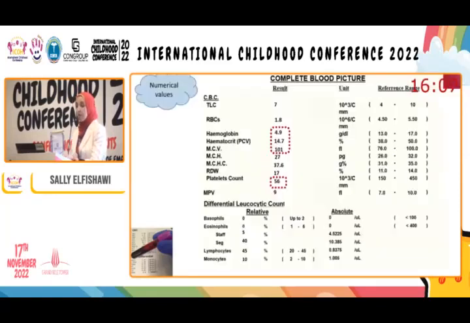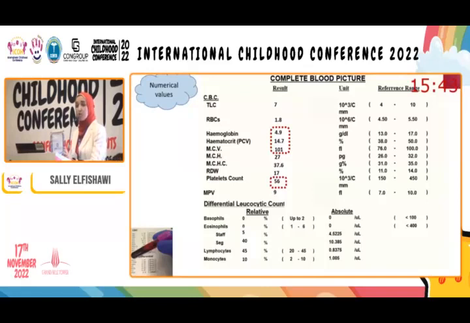Let's look together at the CBC. I will remind you of our algorithm: we look at the 3 lineages. The TLC is normal. The hemoglobin is dramatically decreased, it is 4.9, and the MCV is 101. As for the platelets, there is moderate thrombocytopenia.